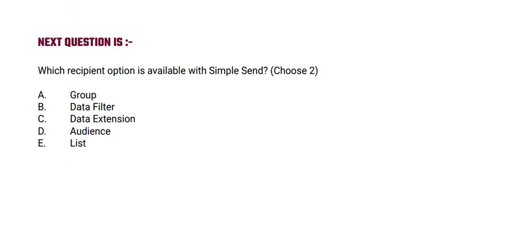Next question is, which recipient option is available with simple send? Choose two options. And the options are option A group, option B data filter, option C data extension, and option D audience. And last option E list.